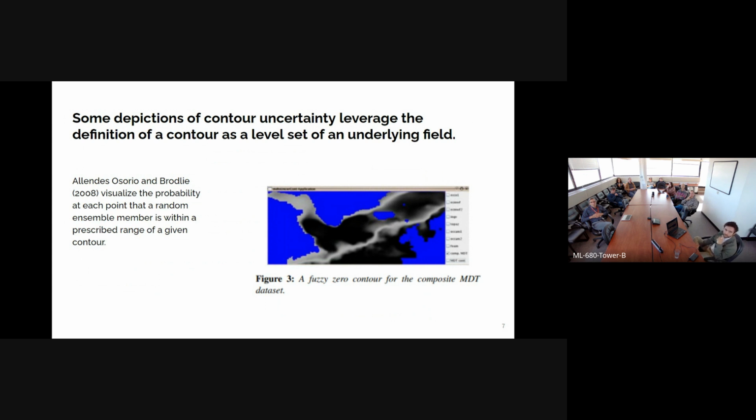So this first method was proposed in 2008. The authors, whose first names are escaping me right now, define something called a contour probability, where essentially they prescribe some tolerance or range. They plot the probability, based on the ensemble, that a randomly selected ensemble member is within the range of a particular contour value. Looking at this visualization, the lighter, grayer, cloudier regions correspond to places where there is a very high probability that we are close to whatever contour value we're interested in. And as we get into the dark and black regions, it means that we are very unlikely to be close to that contour value.